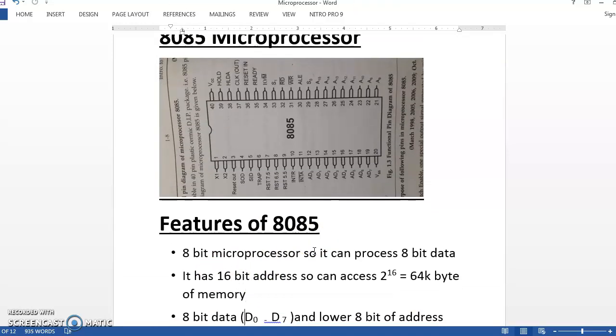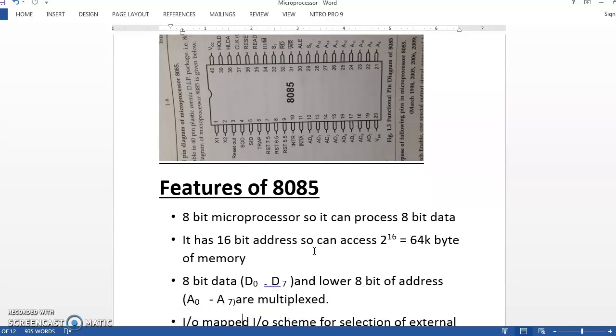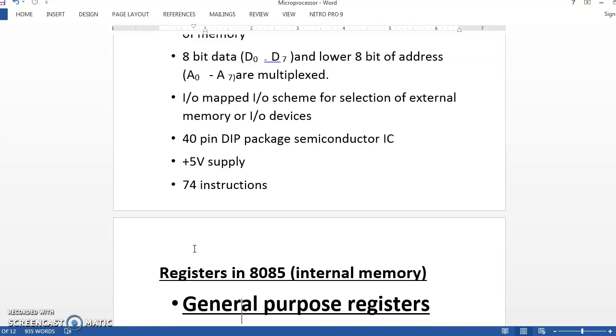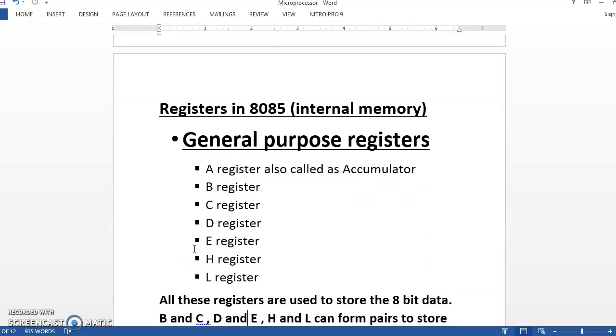So basically, what are the important features you have to first mention, and then you have to mention the less important points. Okay. So basically, if it is a 3 marks question, you have to mention at least 6 points. Minimum 6. I mean 3 are minimum, but you can mention 3 more. The registers in 8085 we will see.